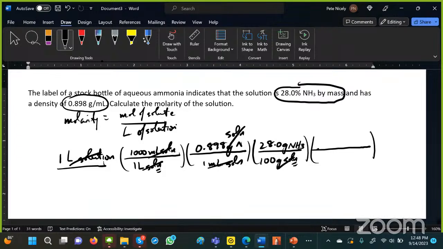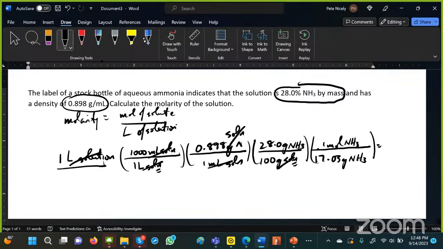And again, we have to do the molar mass calculation. So nitrogen is 14.01 plus 3 times 1.008. So according to my calculation, the molar mass of ammonia is 17.03 grams of NH3 for every 1 mole of NH3. And that's basically the setup. So now let's do the number crunching.